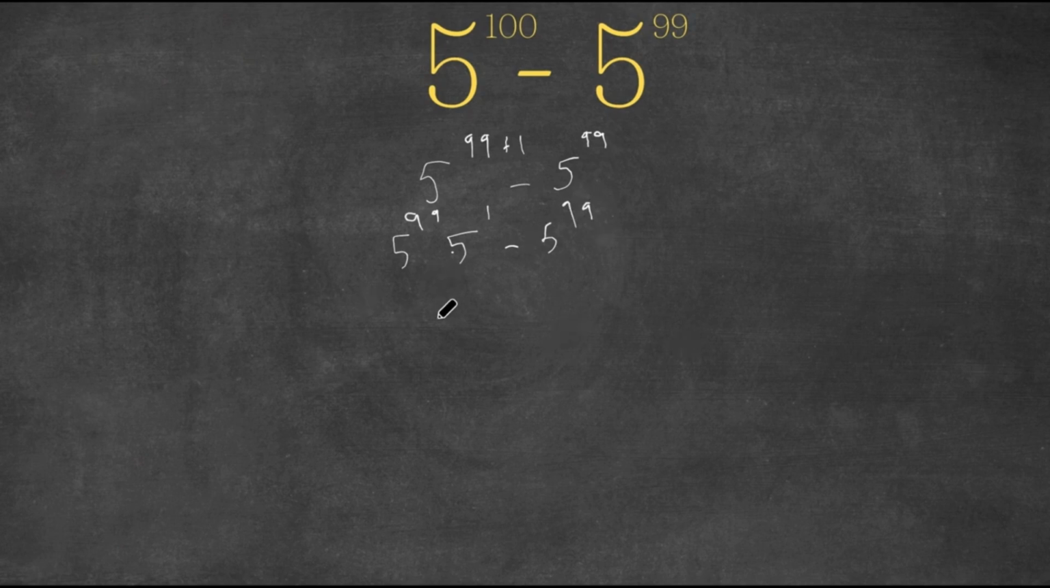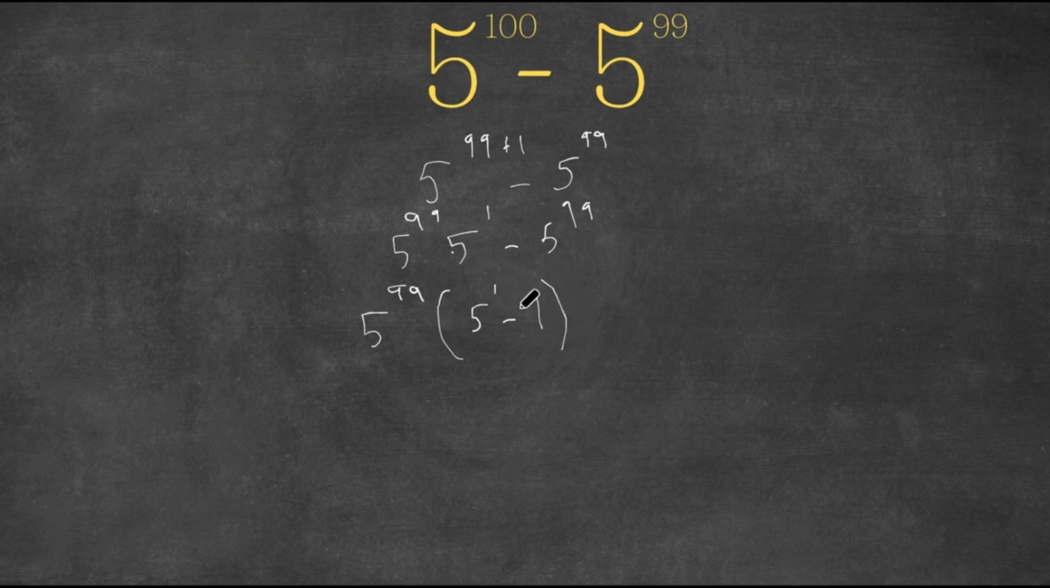All right, so now that we have this, because we have two 5 to the power of 99s, why don't we factor that out? We're going to factor out 5 to the power of 99. So we're going to do 5 to the power of 99 times 5 to the power of 99 times 5 to the power of 1 divided by 5 to the power of 99 is simply just 5 to the power of 1 minus 5 to the power of 99 divided by 5 to the power of 99 is simply 1.